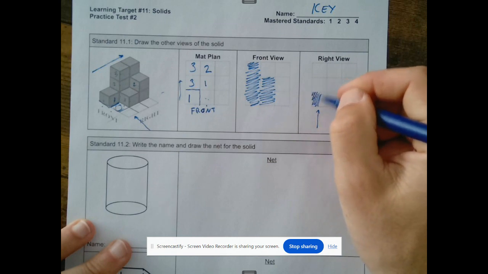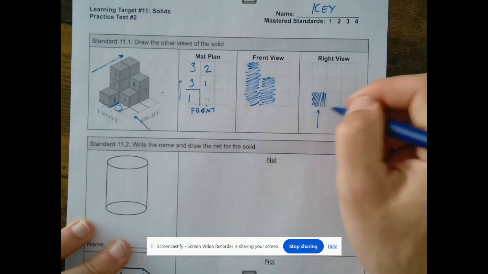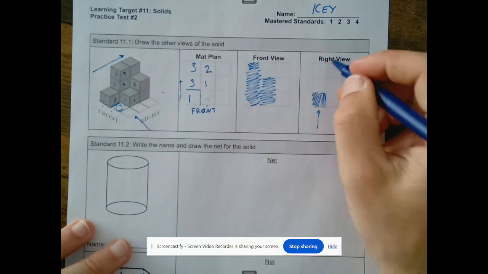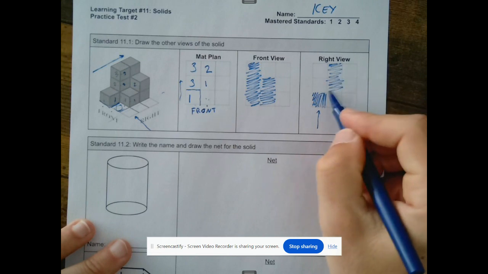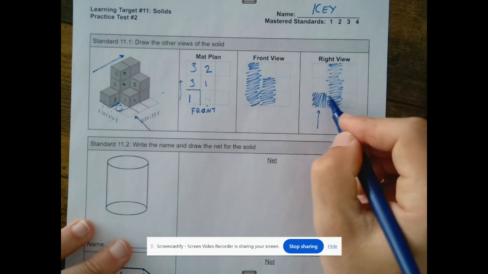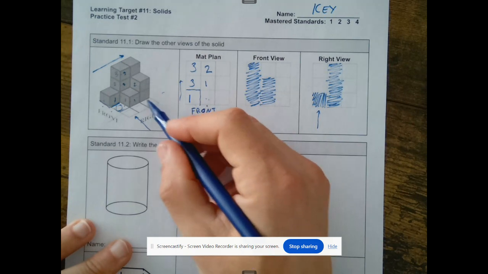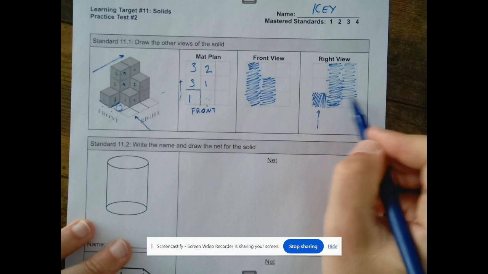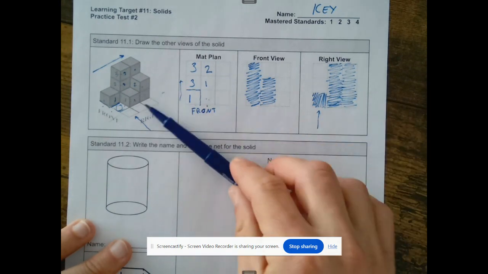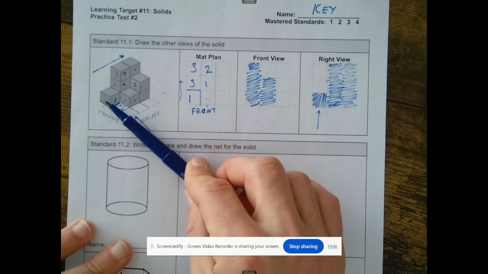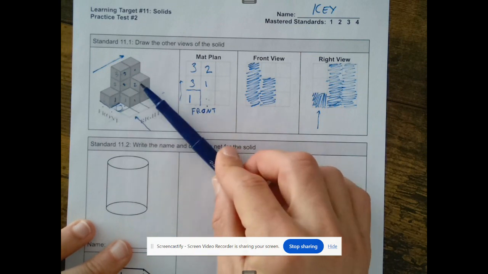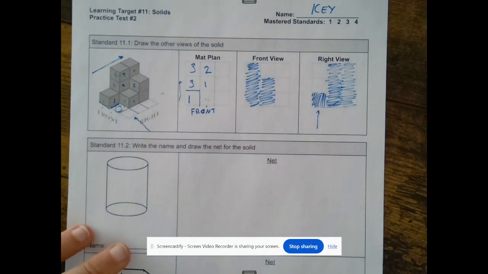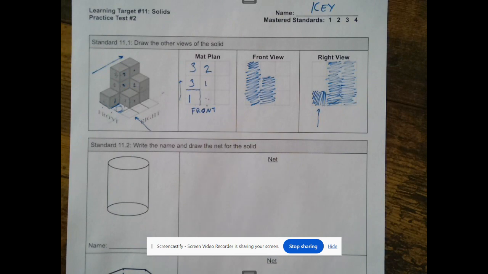That goes there. Always start from the ground. Move to the middle. That's this one right here. And I see 1, 2, 3 high. So I'm going to shade 3 right there. And then the last one on the right, again, this column, I see 1, 2, 3. So my right view looks like that. If I were to flatten this out and just look at it in a 2-dimensional way, looking at this perspective, 1 block high, 3 cubes high, 3 cubes high. 1, 3, 3. All right, that's standard 11.1. Those are our views. Let's move on to standard 11.2.